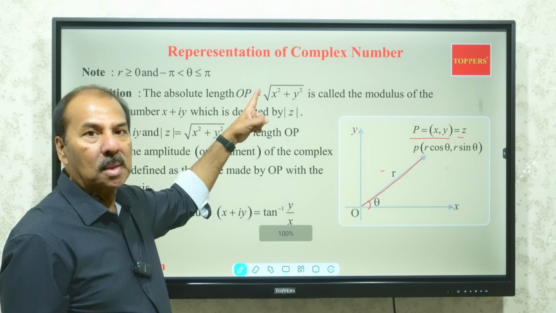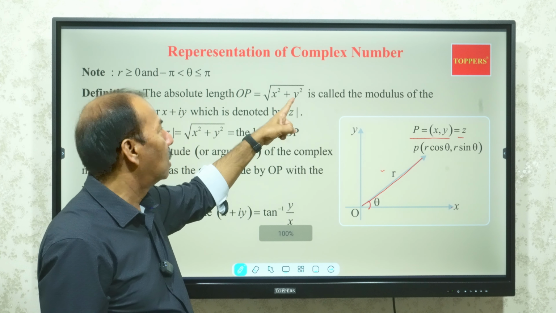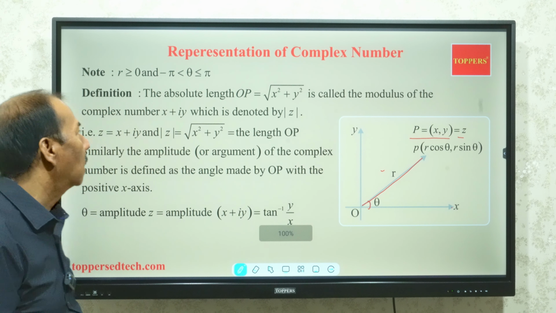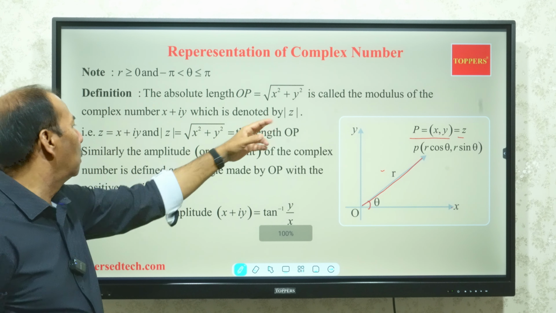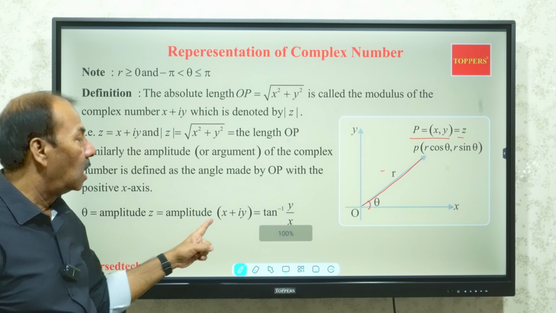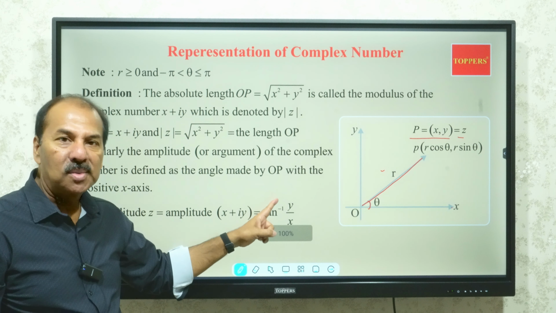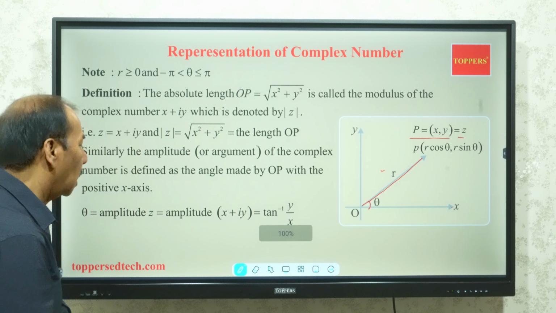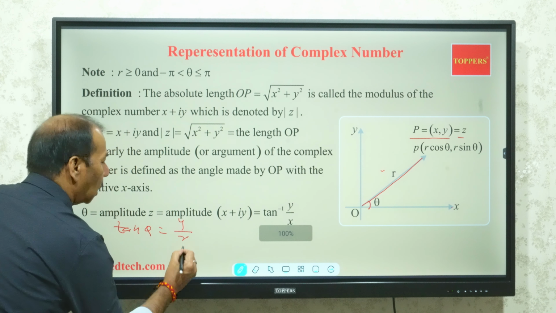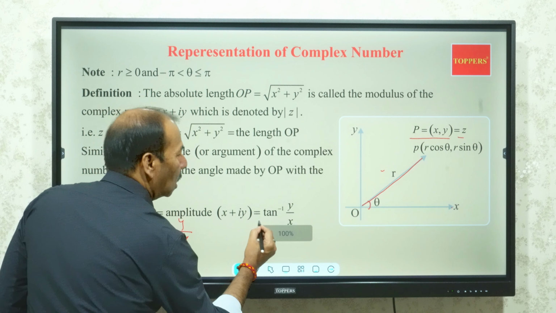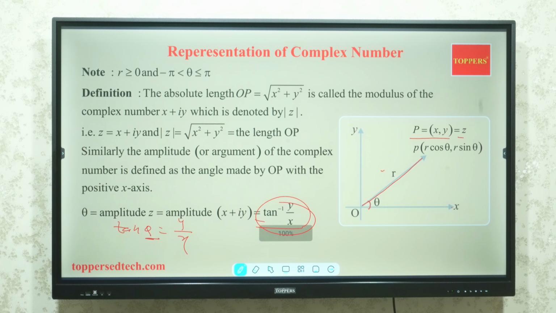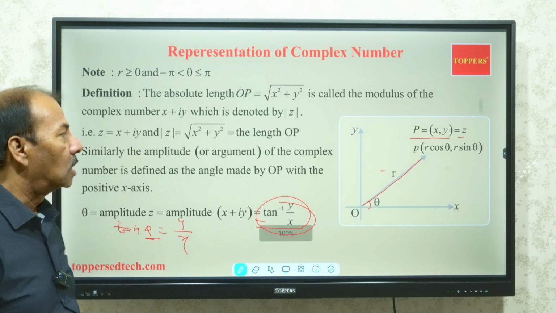Absolute length OP, that is the distance, that is square root of x square plus y square, that is termed as the modulus or magnitude of the complex number, represented by mod of z. So we have all this relation, and amplitude theta, it is tan theta is equal to imaginary part upon the real part. When tan theta is equal to, suppose, y upon x, so theta obviously is tan inverse of y upon x. So this way we represent all this.